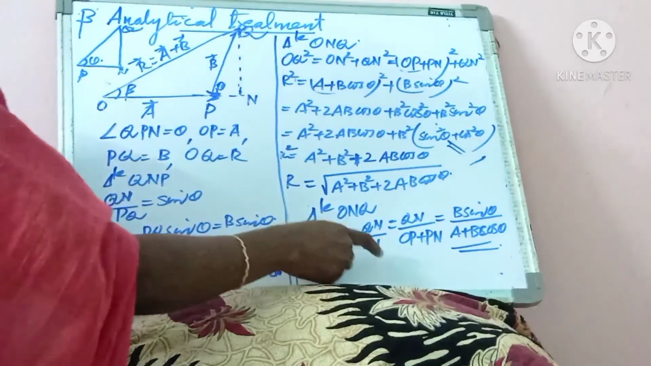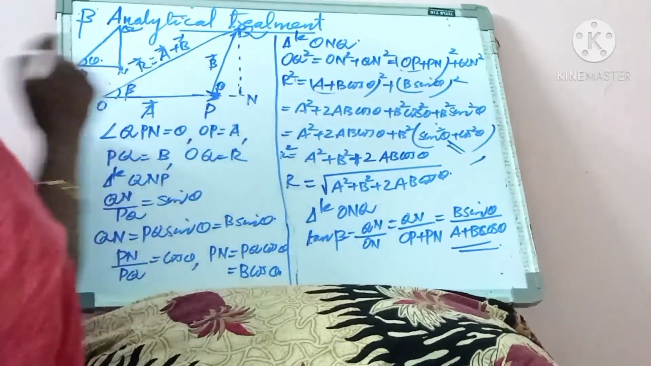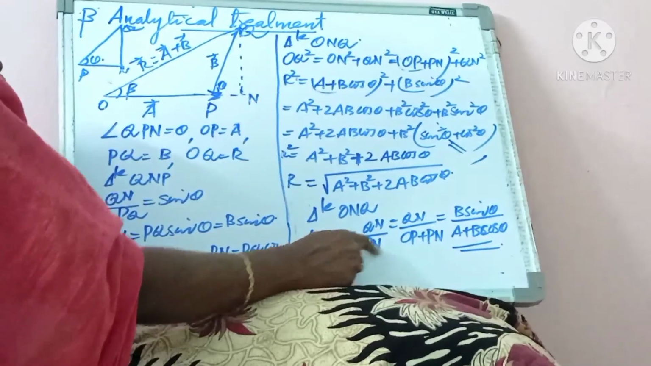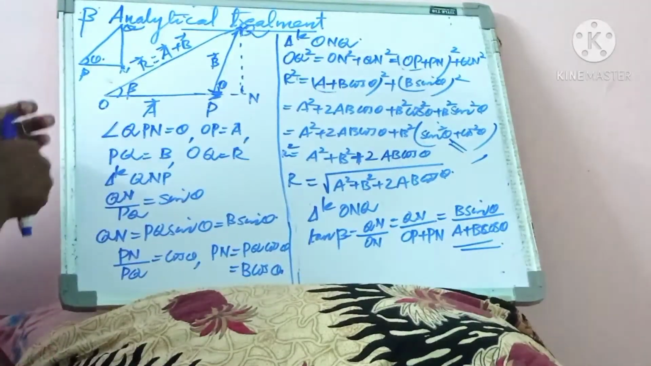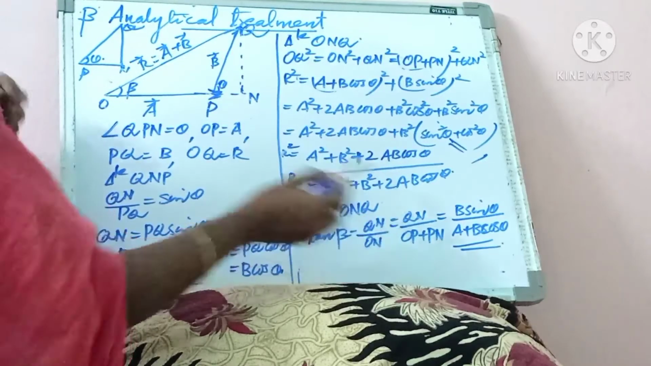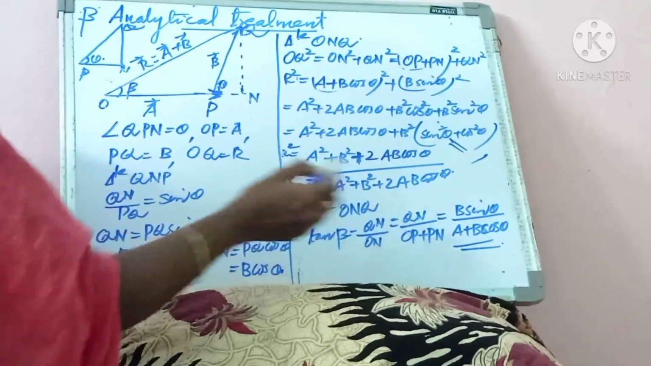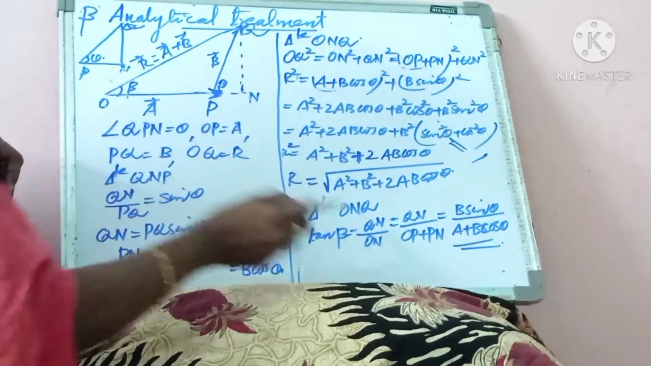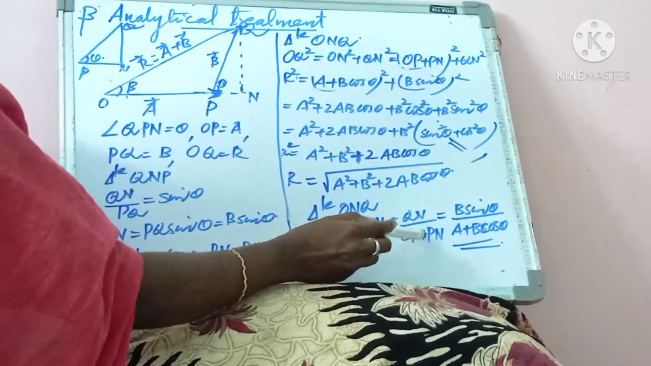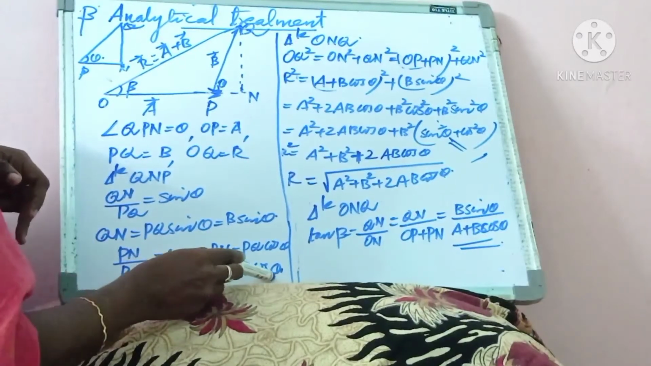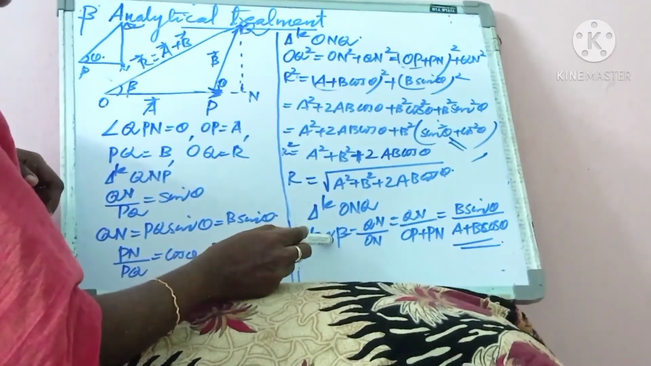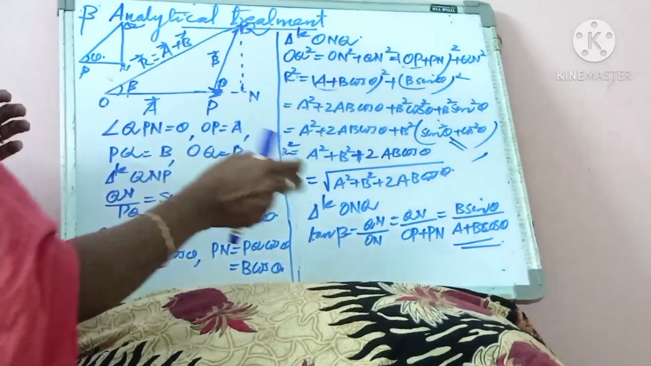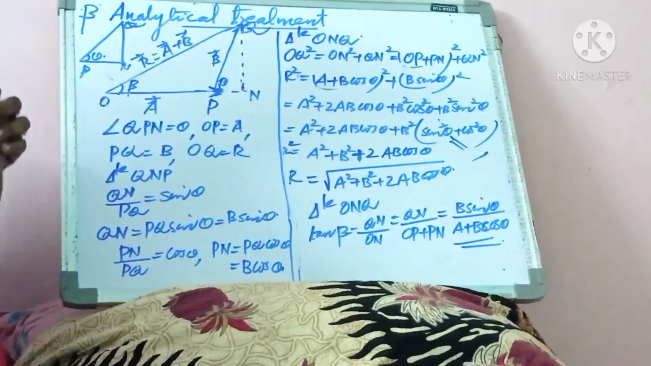That is equal to QN divided by ON. I think we already found out ON is OP plus PN. So instead of ON, we can write OP plus PN. Next we can substitute for QN. QN is B sin theta. OP is A, and PN is B cos theta. So tan beta is equal to B sin theta divided by A plus B cos theta. That is the direction of the resultant vector R.